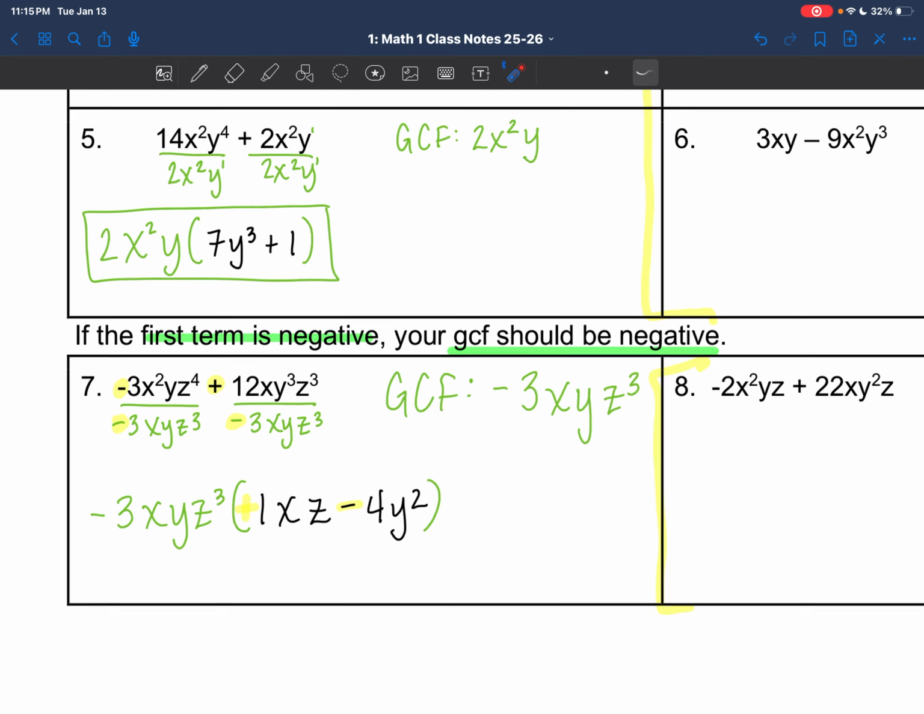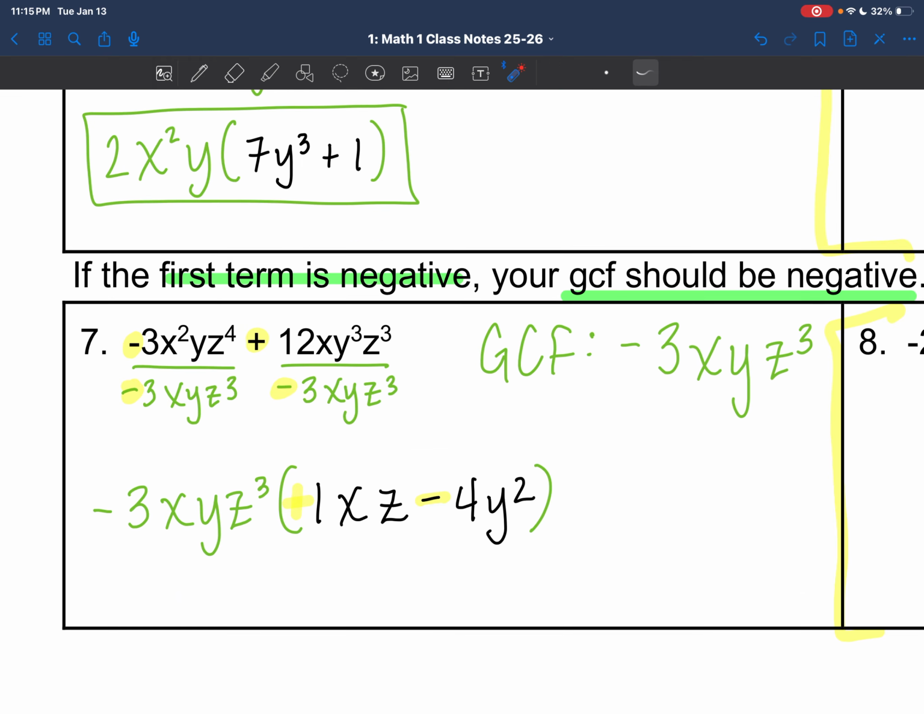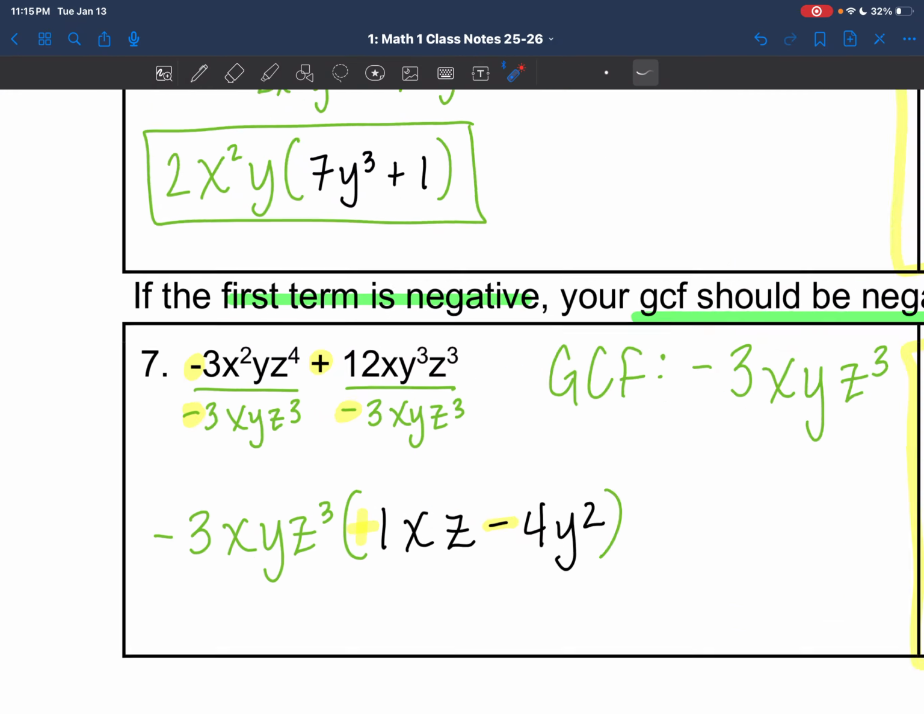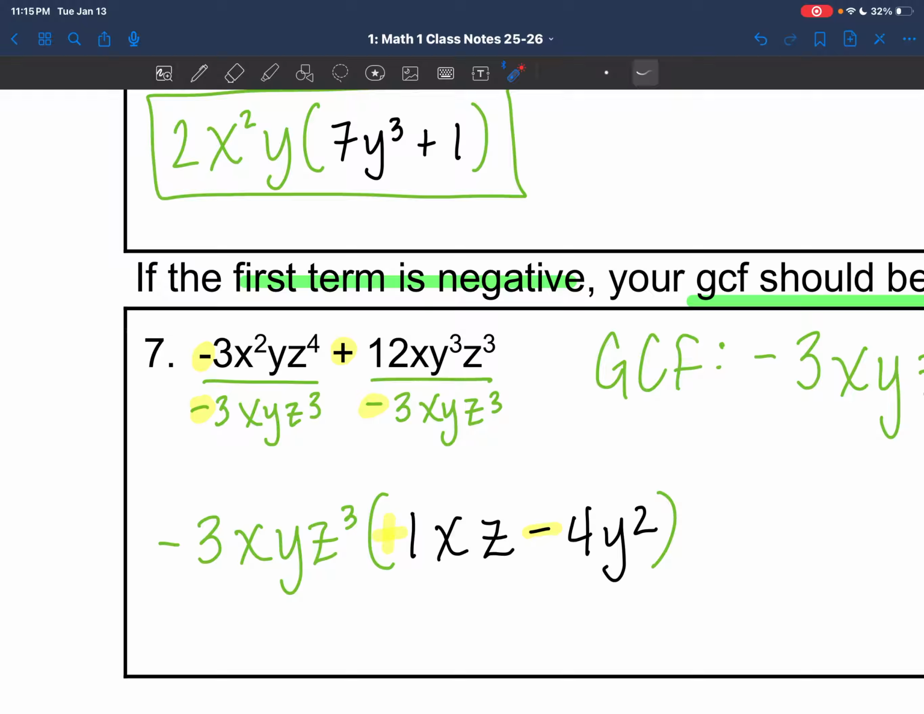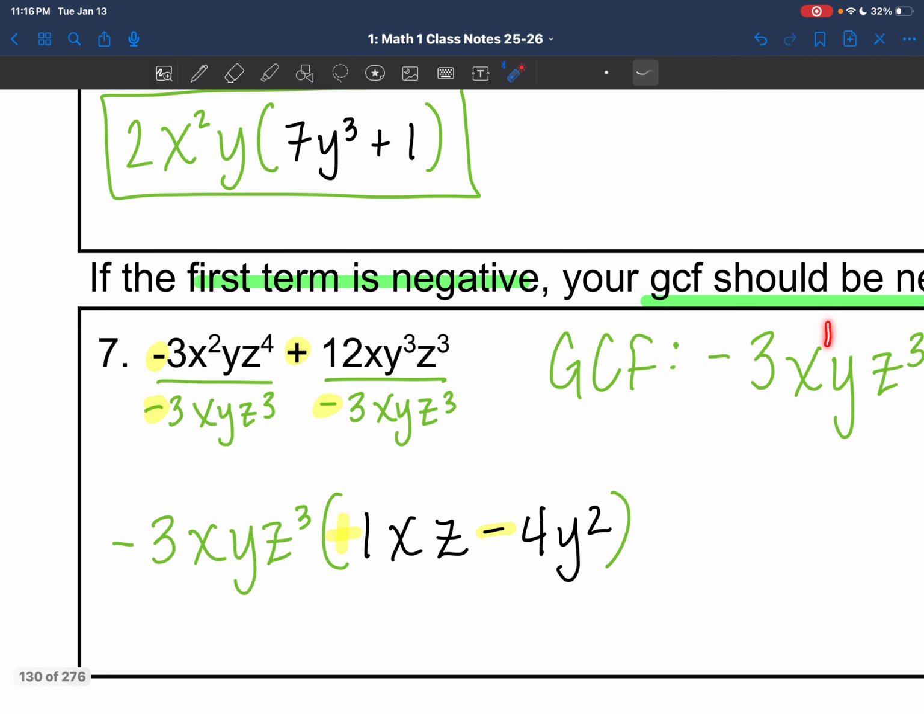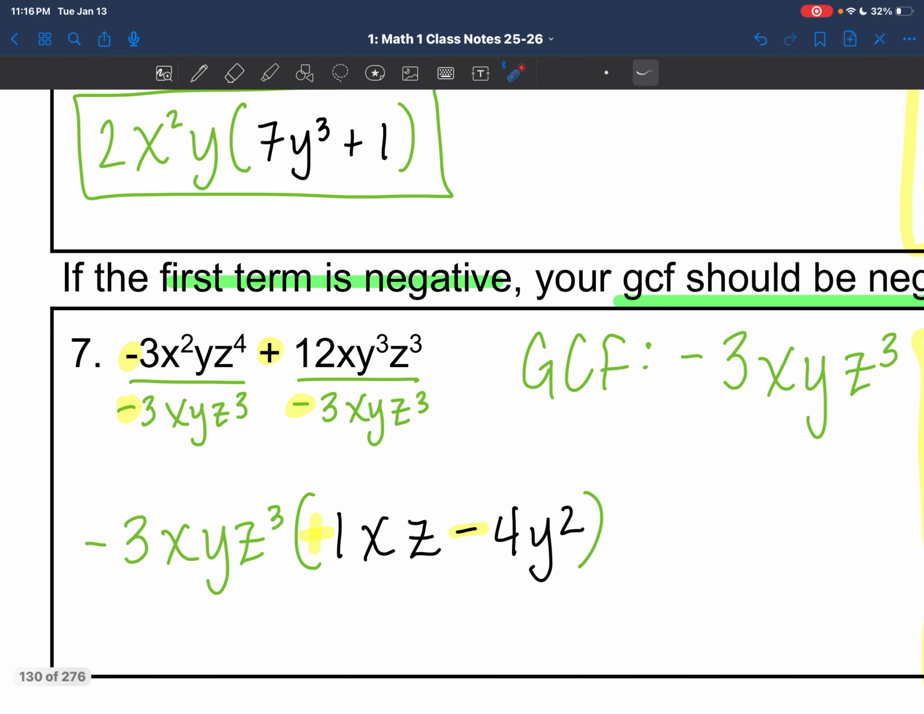And now, there's a couple things. If your leading term, or your first term, is negative, your GCF should be negative, because you want to factor out that negative. All right, so let's look here. I've got a negative 3 and a positive 12, so the greatest common factor is going to be negative 3. For your x's, I have x squared and x to the 1st, so the smallest we can do is x to the 1st. And I've got y to the 1st and y to the 3rd. The smallest exponent is what you take out. For z, I have to the 4th and to the 3rd, so the smallest is to the 3rd.